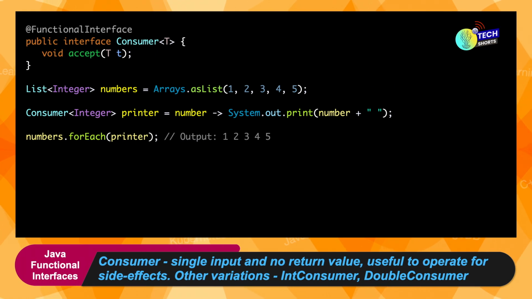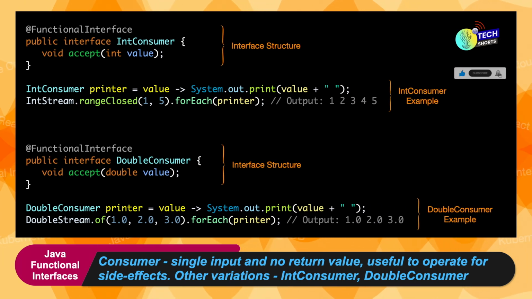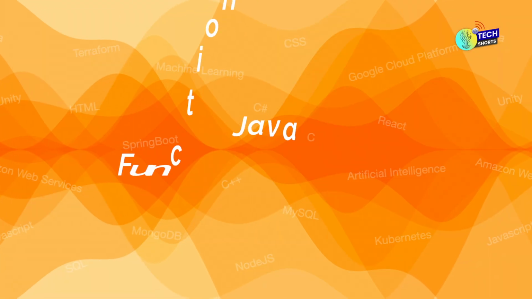Consumer represents an accept function that takes a single input value and doesn't return anything. It is useful when it is not needed to return any value as they are expected to operate via side effects. Java also provides similar interfaces such as IntConsumer when you provide int as input value and DoubleConsumer when you provide double as input value.